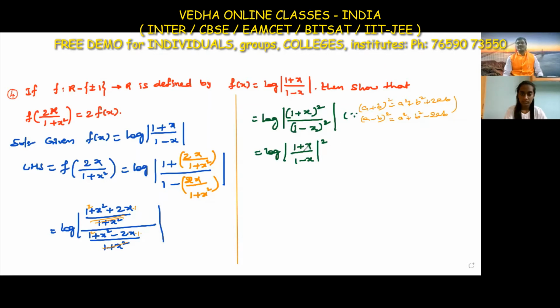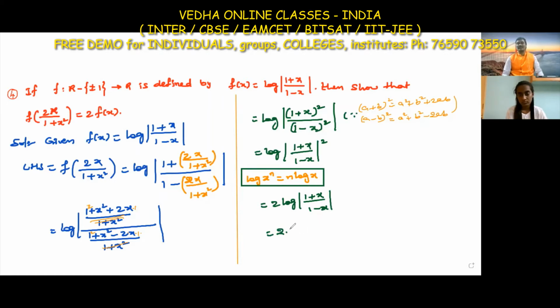According to the logarithm formula, log x to the power n is equal to n into log x. I am going to apply this formula now. If we apply it, the power becomes the coefficient. So then 2 into log mod (1 plus x) divided by (1 minus x).